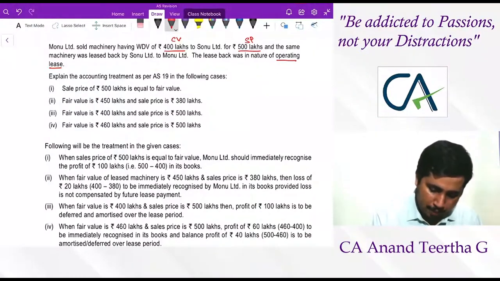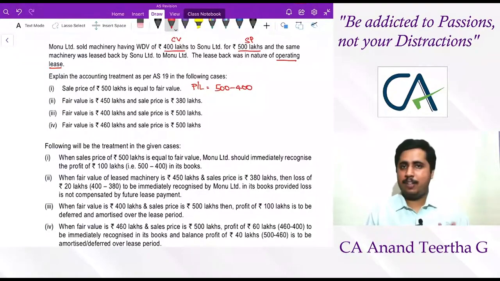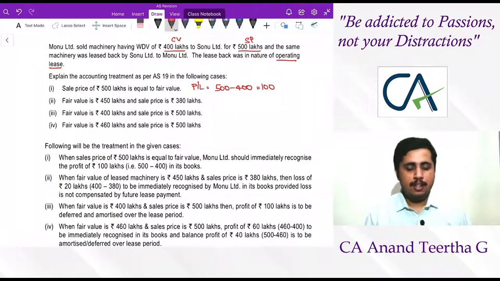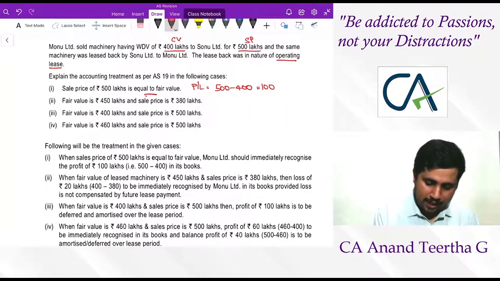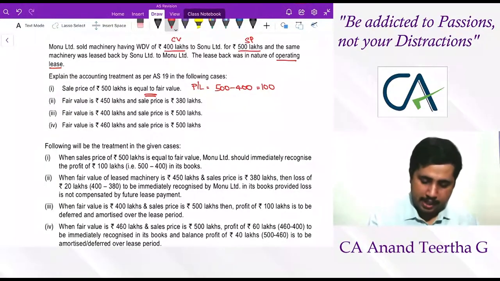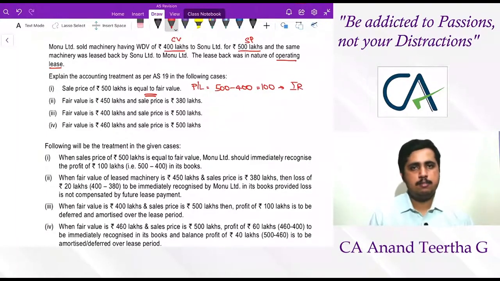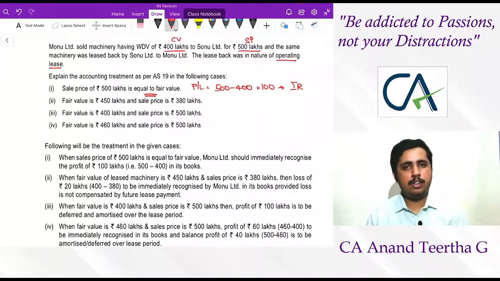First, calculate profit or loss. How do you calculate it? 500 minus 400. It's always selling price minus carrying value. So, 100 lakh is supposed to be our profit. Now, since it is equal to fair value, what is the rule? Immediately recognize. I will write it as IR. Immediately recognize, because if the sale value is equal to fair value, it is the immediate recognition principle.